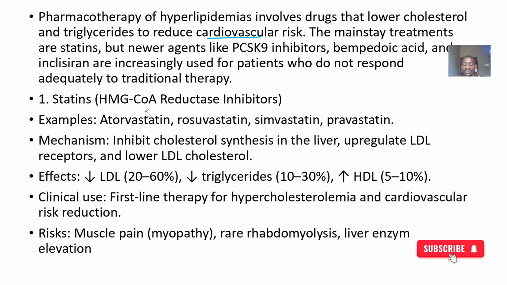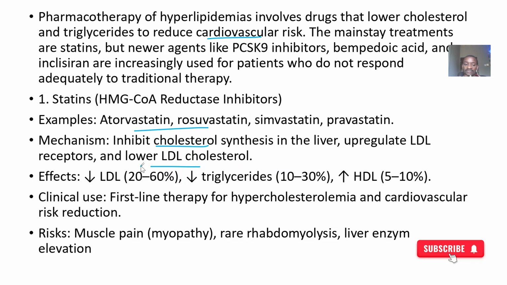So the various examples, we have the statins. Examples of statins include what? Atorvastatin, rosuvastatin, simvastatin. So they inhibit cholesterol synthesis in the liver. They upregulate what? Low density lipoprotein receptors. Okay, and they lower low density lipoprotein cholesterol.